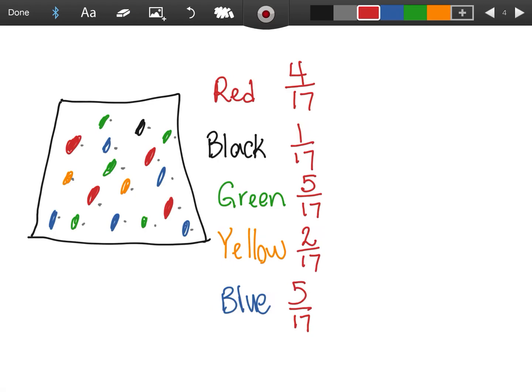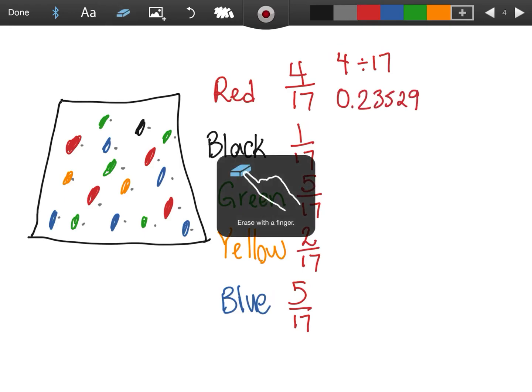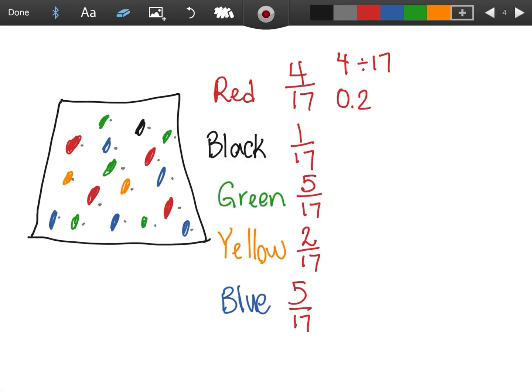So now we're going to go into our calculator and we can do 4 divided by 17. And I'll do that off screen here. And it'll give me a nice big long decimal. It gives me 0.23529. You don't need to go all that way. We want to round off. So I'm going to round this off to 0.24.